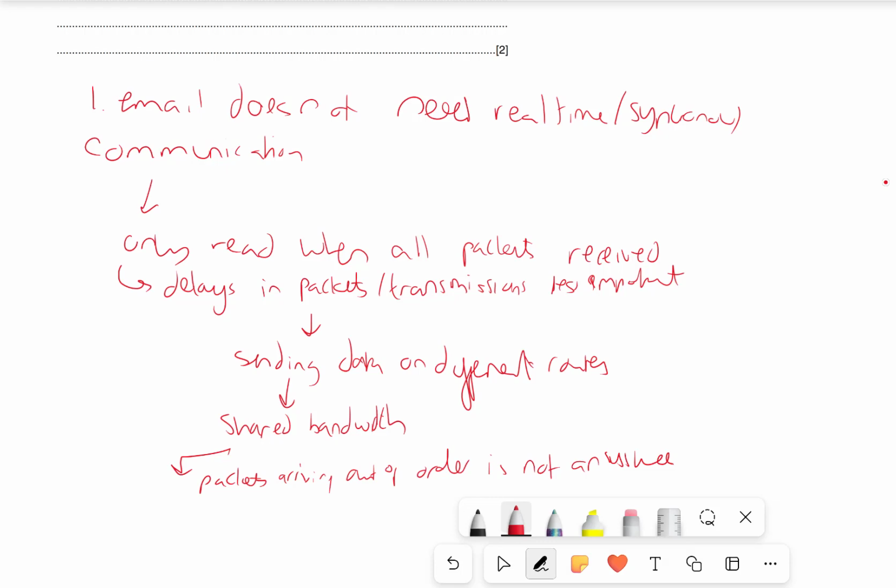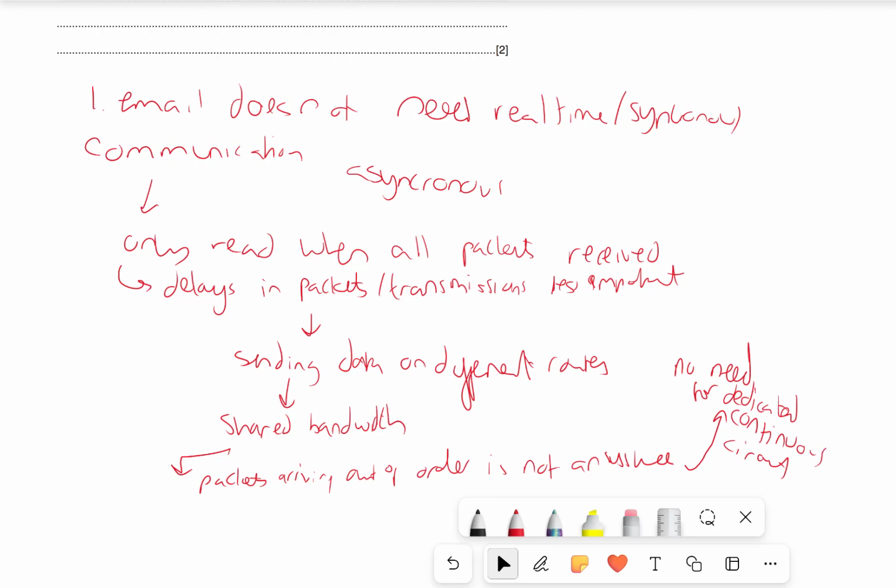Remember, packet switching is going to be cheaper than circuit switching. So therefore, no need for a dedicated, continuous circuit. So email is asynchronous. It doesn't rely on being in real time.